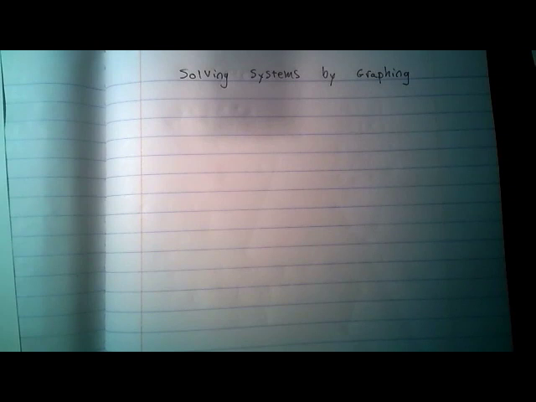There are three ways in Algebra 1 that we learn to solve systems of equations. And the first we're going to learn is solving systems by graphing. Now, I already kind of showed you this in the introduction to solving systems of equations, but I'm going to show you some more graphing techniques and what happens when some of the graphs look the way they do.